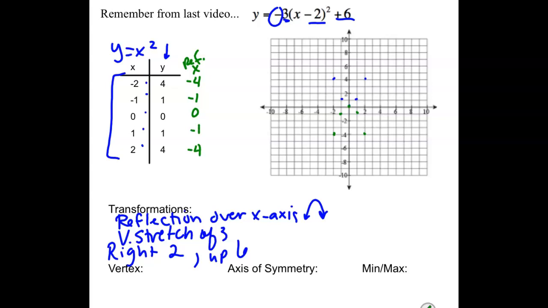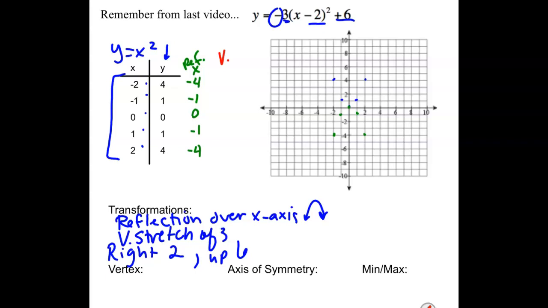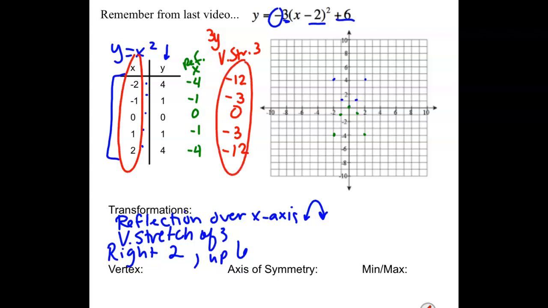But then we are also doing a vertical stretch. So if we want to stretch them vertically by 3, that means my y value gets multiplied by 3. So my negative 4 now becomes negative 12. My negative 1 becomes negative 3. 0 times anything is 0. And we're getting the same values for those two. So if I plot those red points, so I'm using these x's and these y's, that means 0, 0 stayed the same.